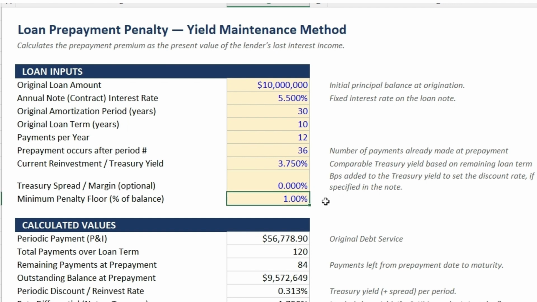And a minimum prepayment penalty floor. So in case there is a scenario where the treasury yield is more than the note rate, which calculates a negative prepayment penalty, there is a floor decided that at least 1% of the outstanding balance will always be the penalty.